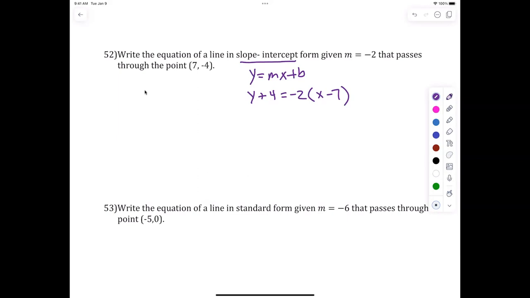Now, again, on a test, you may not want to do all that work at once, but when we're practicing mental math, it's good. Y equals -2x. Then we distribute and that becomes plus 14. And then after 14, we say -4. So there we have it. Y equals -2x plus 10. So I distribute the -2 and call that 14. And then 14 minus 4, which is 10. Everybody's good with that? I'm happy. 53.